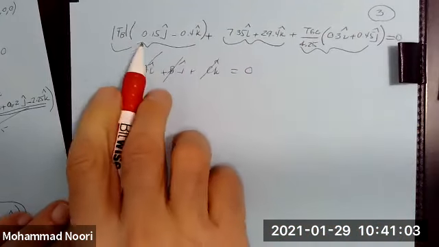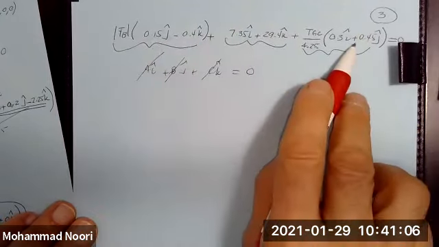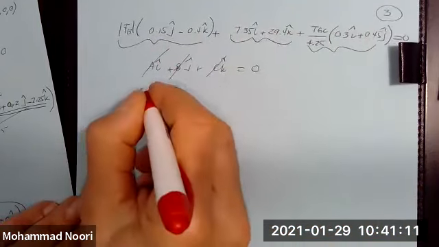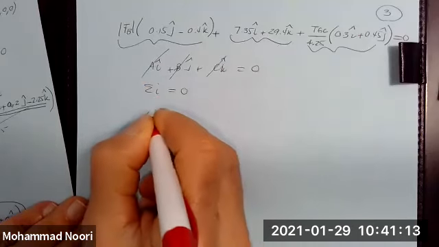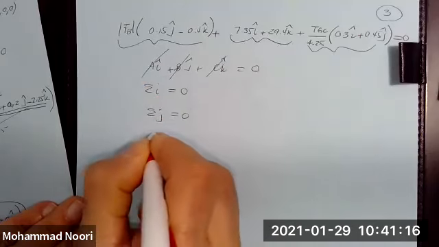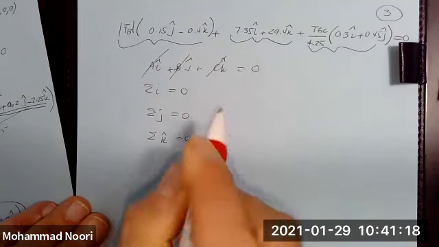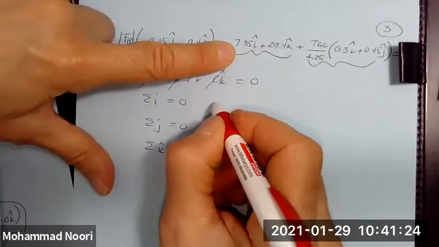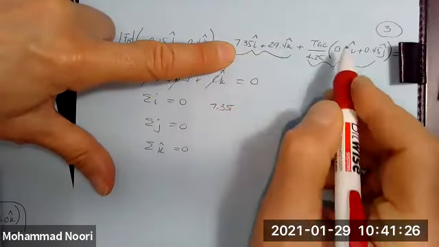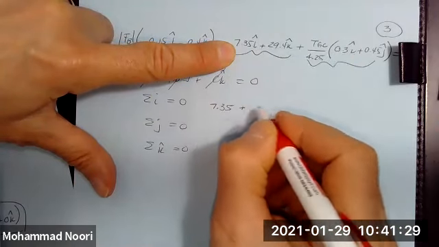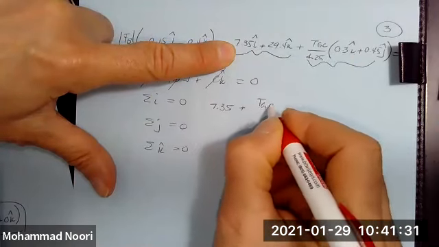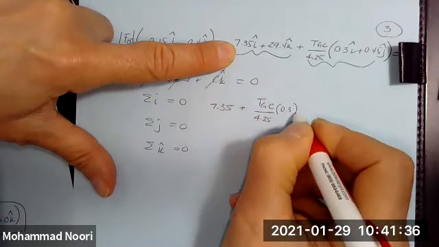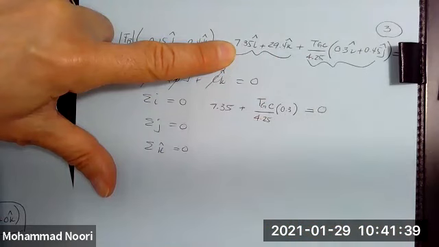That means if you add up these 3 vectors, you need to add their components. So the sum of i components should be 0, the sum of j components should be 0, the sum of k components has to be 0. So let's look at here. This doesn't have I. Here we have I. So you have 7.35. Here I have I. So plus TGC divided by 4.25 times 0.3. This has to be 0.